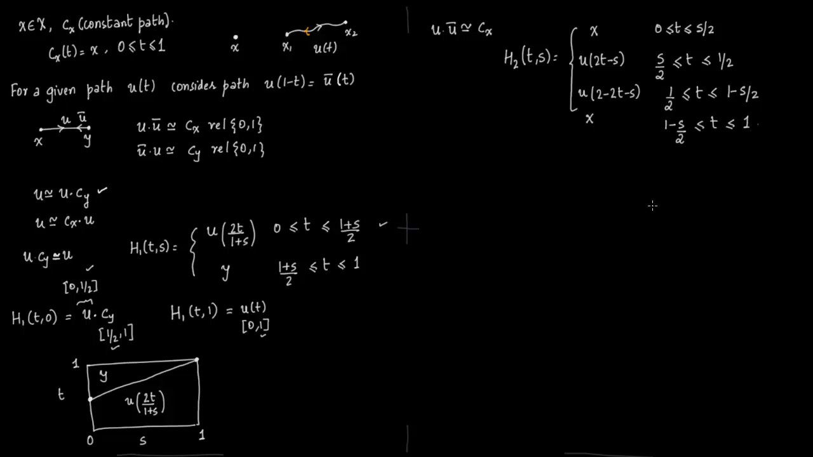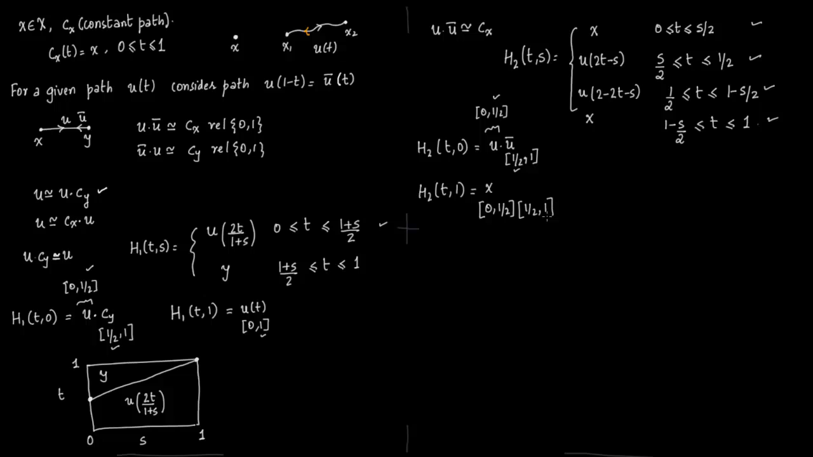So again, this is very simple to see. You just plug in 0 for s, and you get, for the first half of the interval from 0 to half, you travel path u, and then for the second half of the interval, half to 1, you travel the inverse path. And if s is 1, then you just have x. Now x is in two parts, so in the first half of the interval you remain at x, and in the second half of the interval you remain at x.